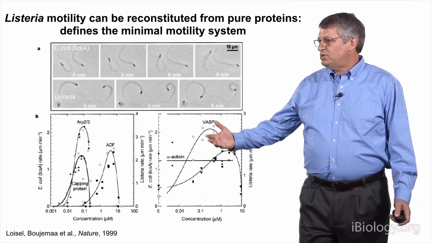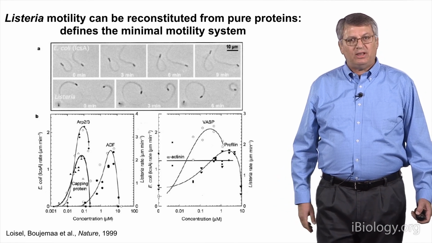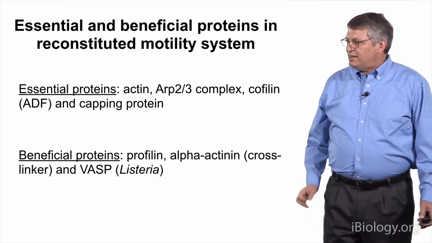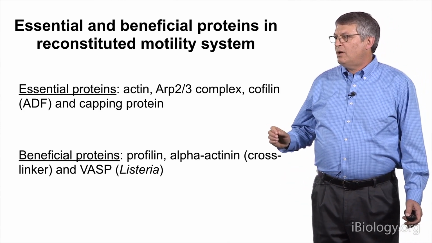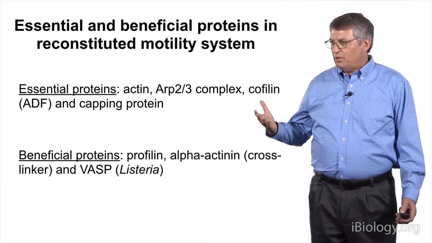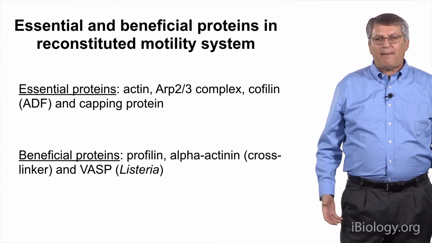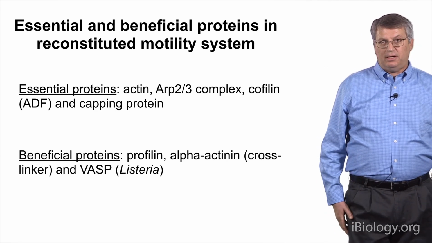Other factors shown here were able to enhance the motility, but they weren't essential for motility. So just to summarize that, the essential proteins for this bacterial form of motility provided by the host were, in addition to actin, the ARP2/3 complex, cofilin, and capping protein, and then other proteins like profilin enhanced the motility.